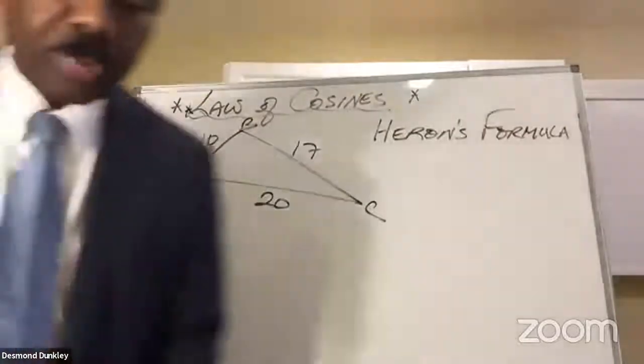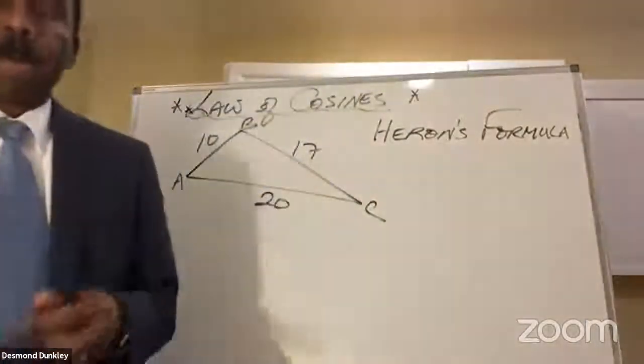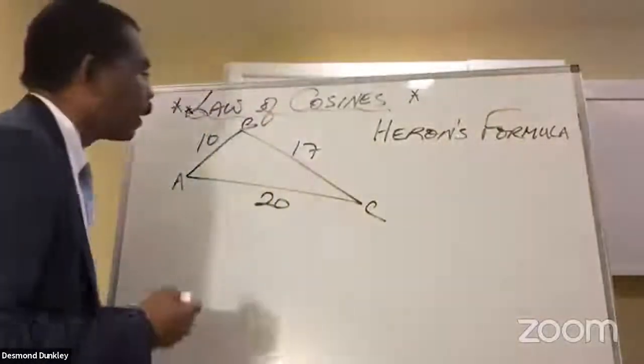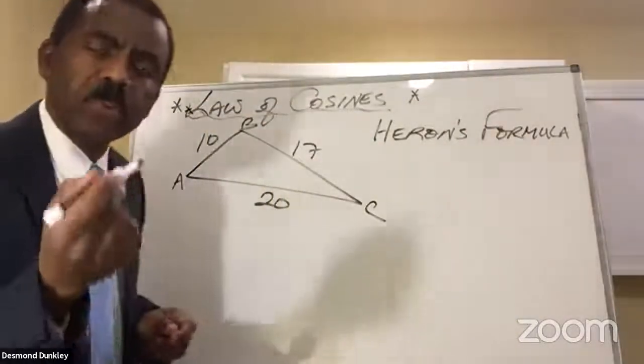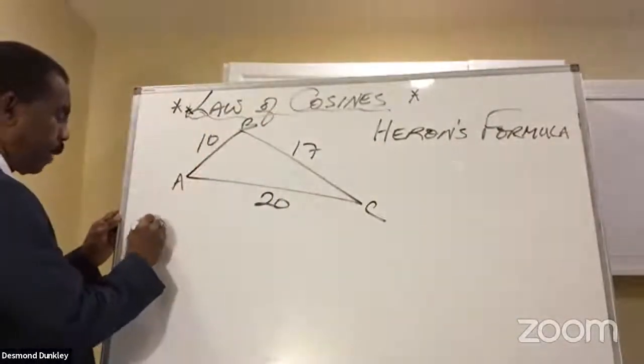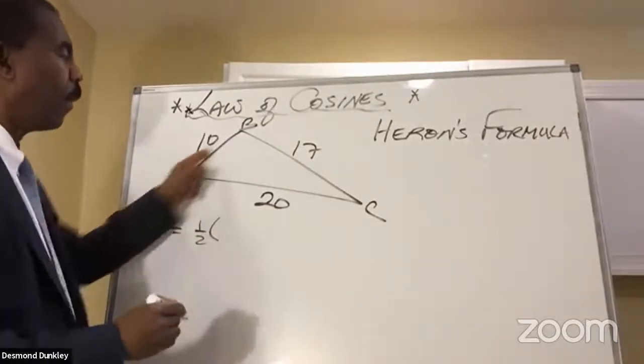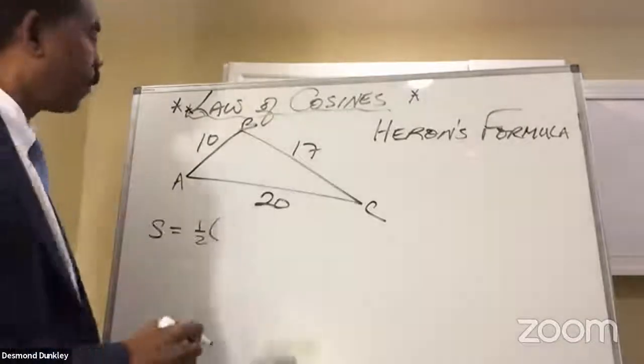Find the area of this triangle. How does it work? Well, Heron's formula says that we do it in 2 steps. First step, step 1, is to find a half of the perimeter of the triangle.